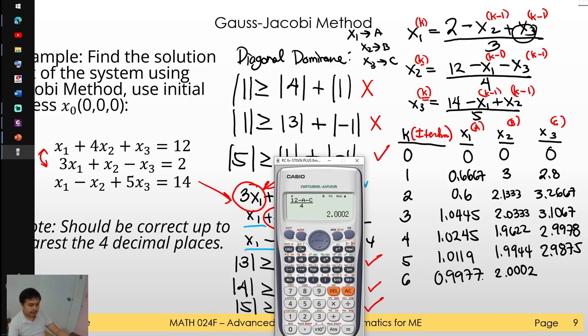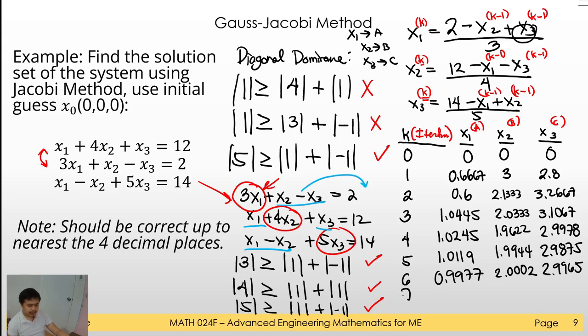And then again, we have X sub 3. So for X sub 3, sorry, not this one. X sub 3, we have the 14 formula, no? So A, okay, A is already this. So B is already equal to this. So 2.9965.